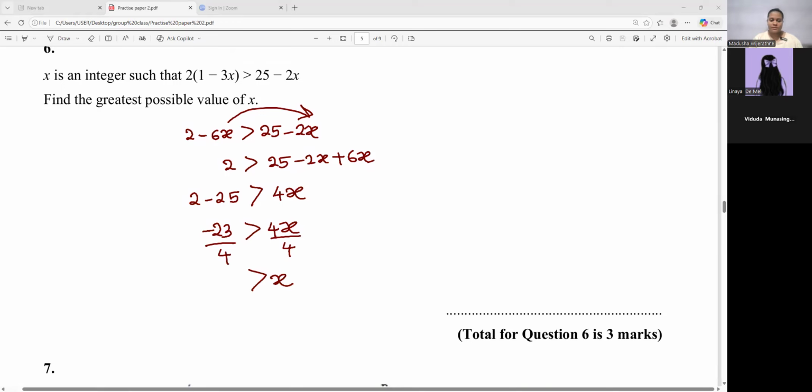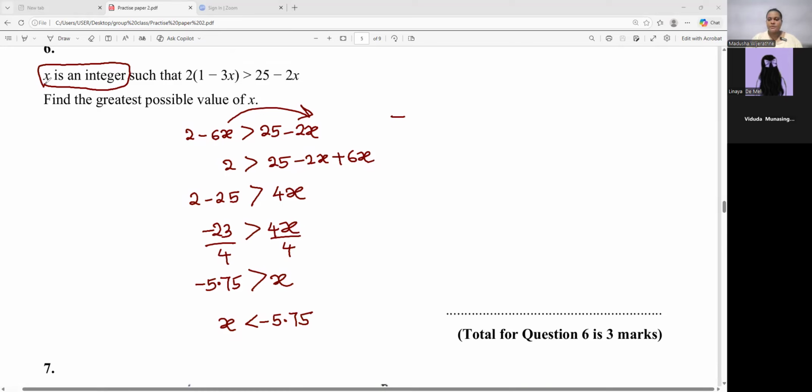Then x is greater than minus 23 over 4, which is 5.75, minus 5.75. Not greater than, it is less than. X is less than minus 5.75. But the question mentioned here, it's an integer. So find the greatest possible value.